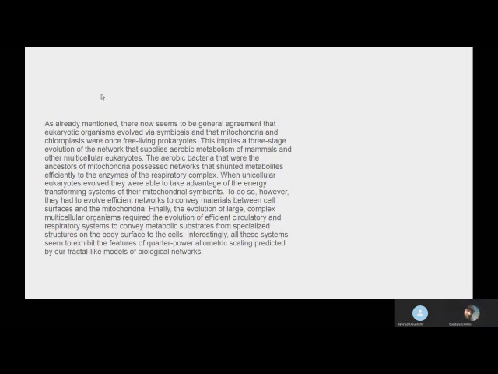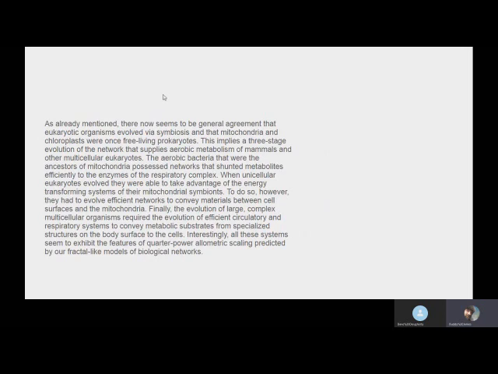As already mentioned, there now seems to be general agreement that eukaryotic organisms evolved via symbiosis and that mitochondria and chloroplasts were once free-living prokaryotes. This implies a three-stage evolution in the network that supplies aerobic metabolism of mammals and other multicellular eukaryotes. This goes back to the scaling I was showing you and how, if you want to connect it to the Birkeland currents, we're going to get into the exact numbers and we'll show that they wrap around each other in this type of Cayley-Dickson type of matrix.